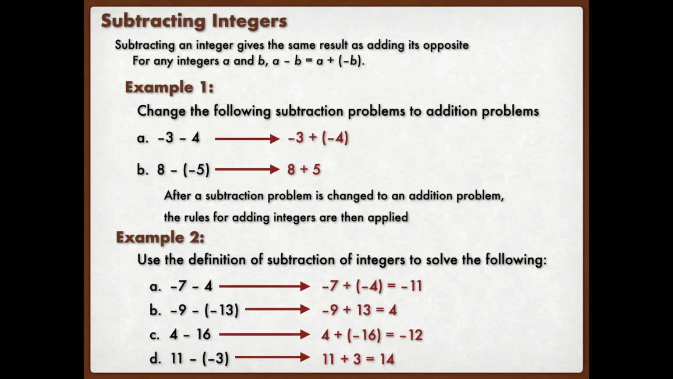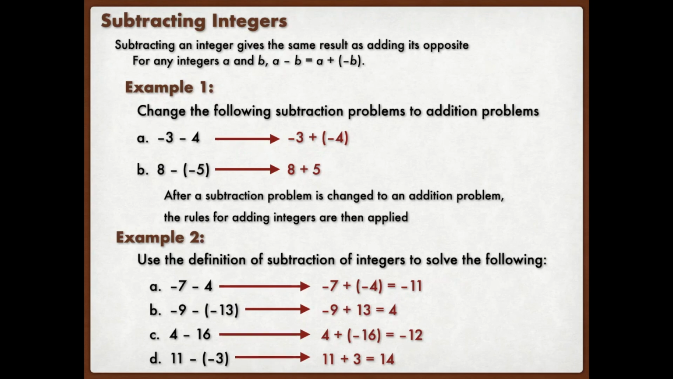So a subtraction problem can change to an addition problem. The rules for adding those integers are then applied. So if I have two negative numbers like letter B, 8 minus parentheses negative 5, I can go ahead and turn those two positive. Then now that means I have to follow the rules of adding integers. Let's look at example 2. Now let's try and solve it.